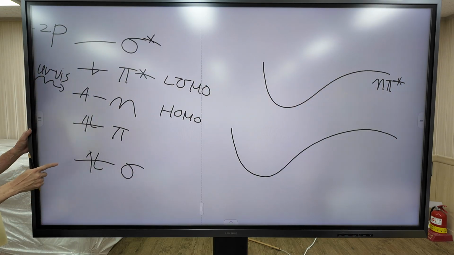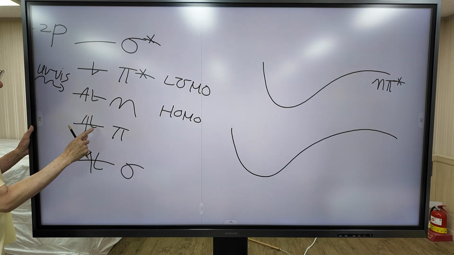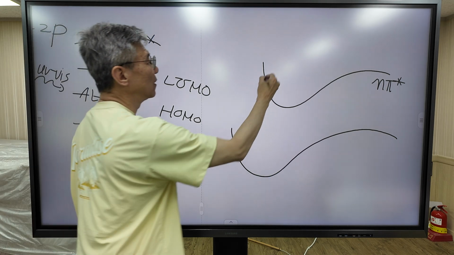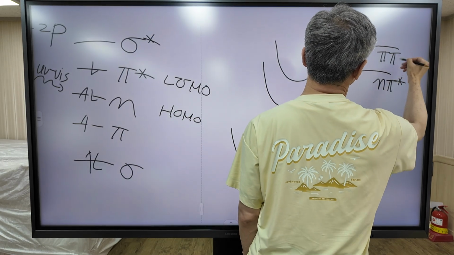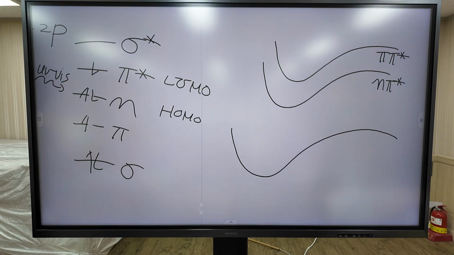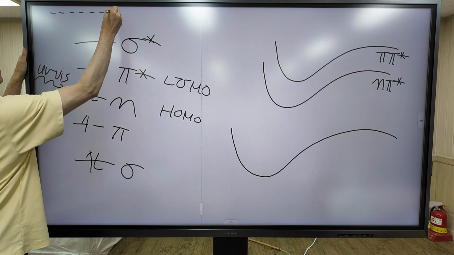And in some cases electrons in pi orbital can make a transition to pi star. With this configuration, we can draw another potential energy curve, which is denoted as pi pi star. And furthermore, here we have the vacuum state.